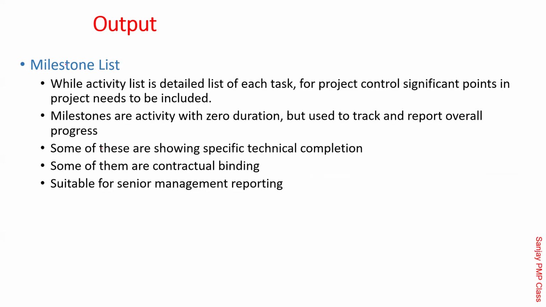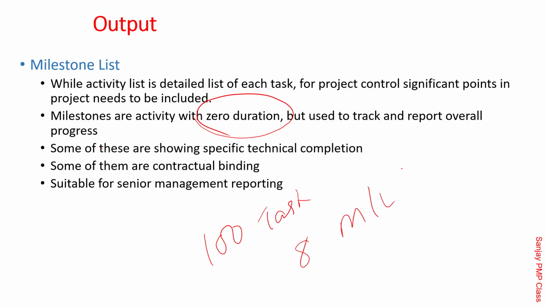And then there is a second type of output, called milestones. Milestones are said to be activities with zero duration. They are not going to take any time. However, they are important for tracking. So if there are 100 tasks, you might go ahead and break it into 8 milestones. So 8 of those are the milestones.